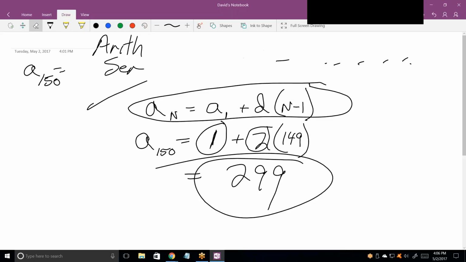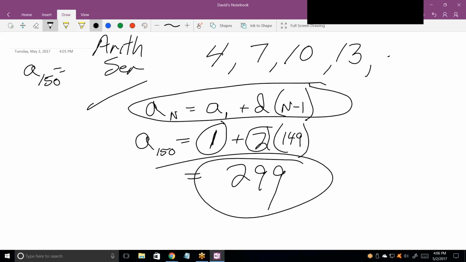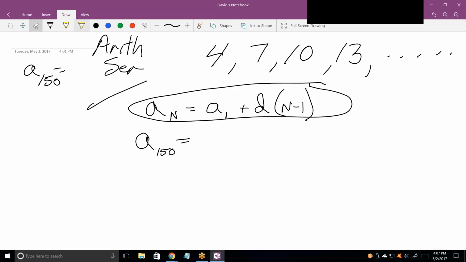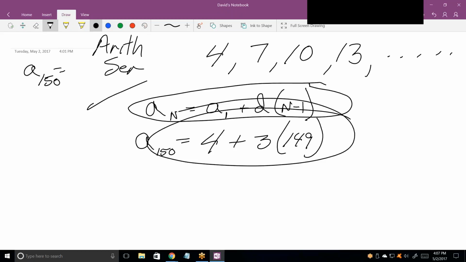Let me put a different series up there and we'll go through it. You'll figure it out. This series is going to be 4, 7, 10, 13, ... Now tell me what the 150th term of that series is. 4 plus 3 times 149. That's the answer.